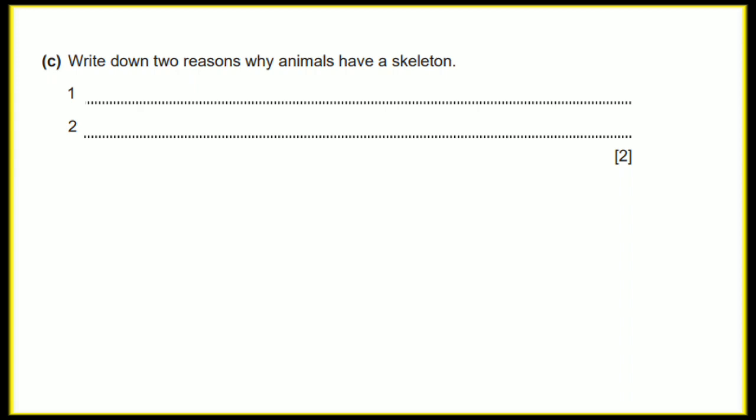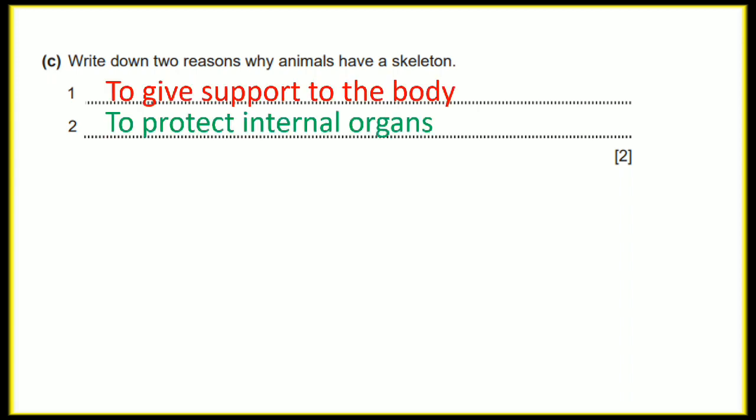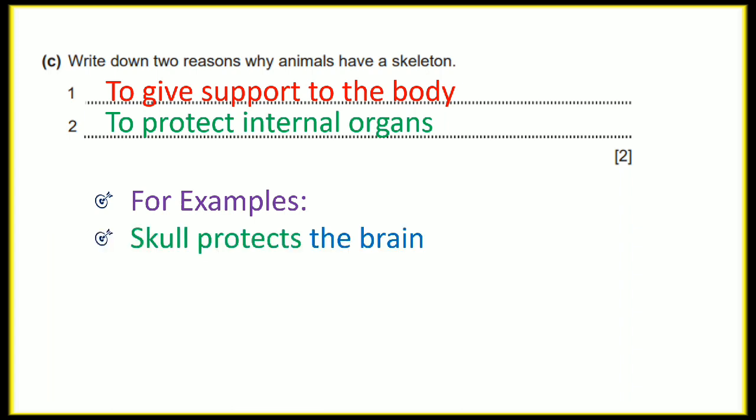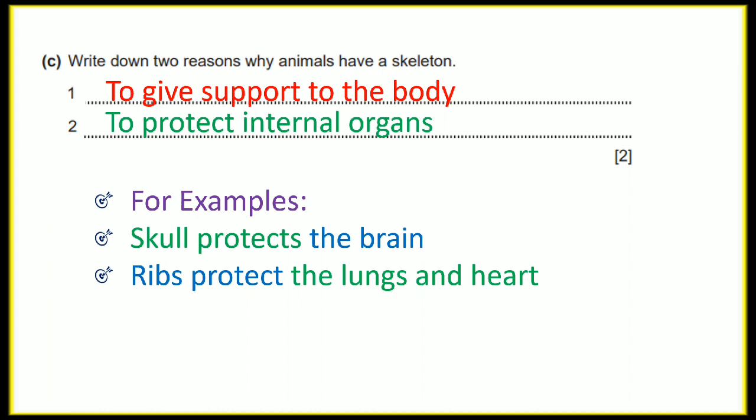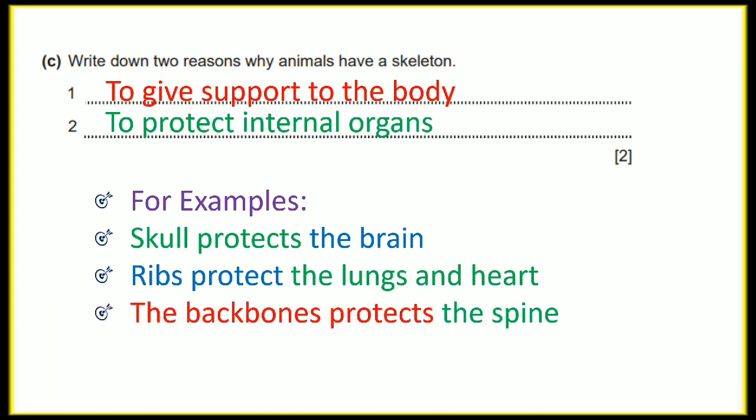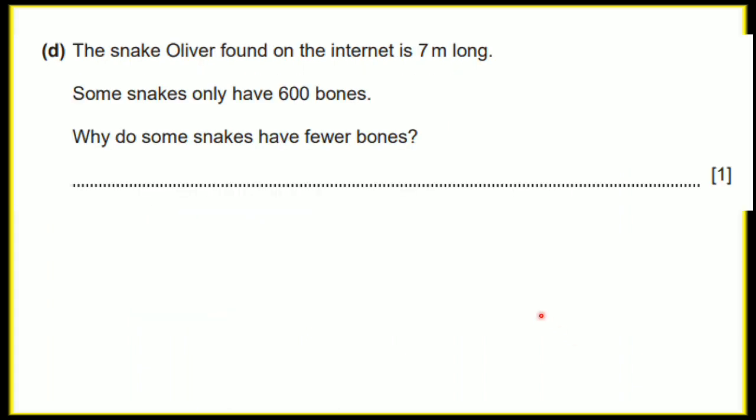Write down one reason why animals have a skeleton. So what they want to say, state the function of the skeleton. Give support to the body, protect internal organs. For example, the skull protects the brain. The ribs protect the lungs and the heart. The backbone protects your spine. Okay.